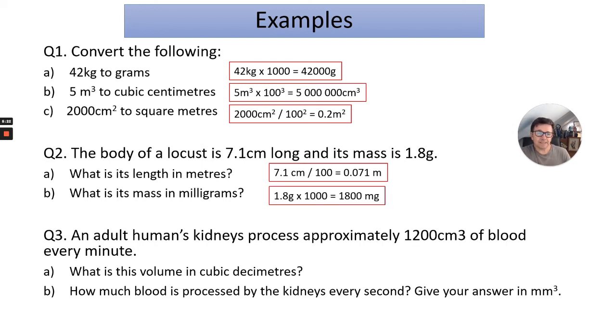What is the mass in milligrams? Well, milligrams, you've got grams to milligrams, so it's multiplication, so it's 1800 milligrams.